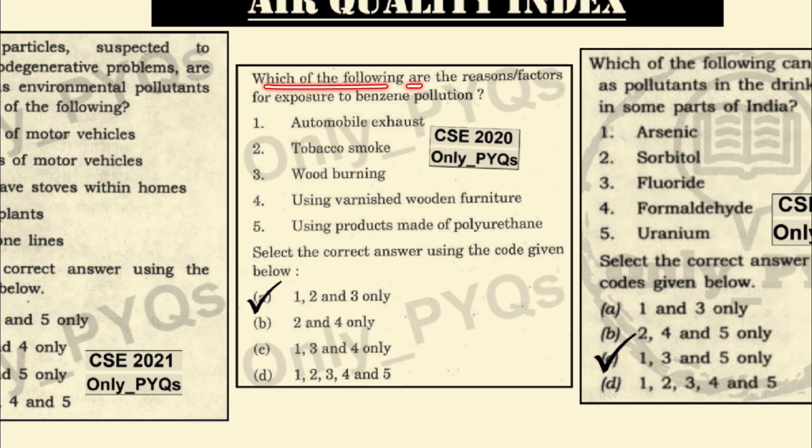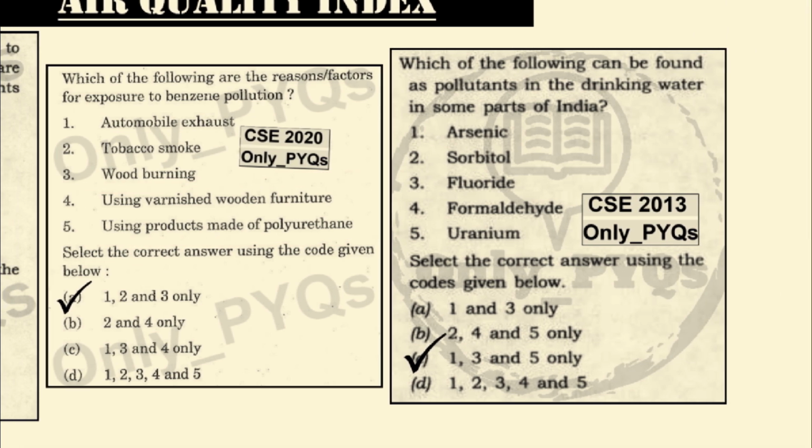Which of the following are the risk factors for exposure to benzene pollution? Automobile exhaust, yes. Tobacco smoke, yes. Wood burning, yes. Whereas using varnished wood furniture and using products made from polyurethane, these are not the reasons. Which of the following can be found as pollutants in the drinking water in some parts of India? It's arsenic, fluoride and uranium which are being found. Sorbitol and formaldehyde have not been found.